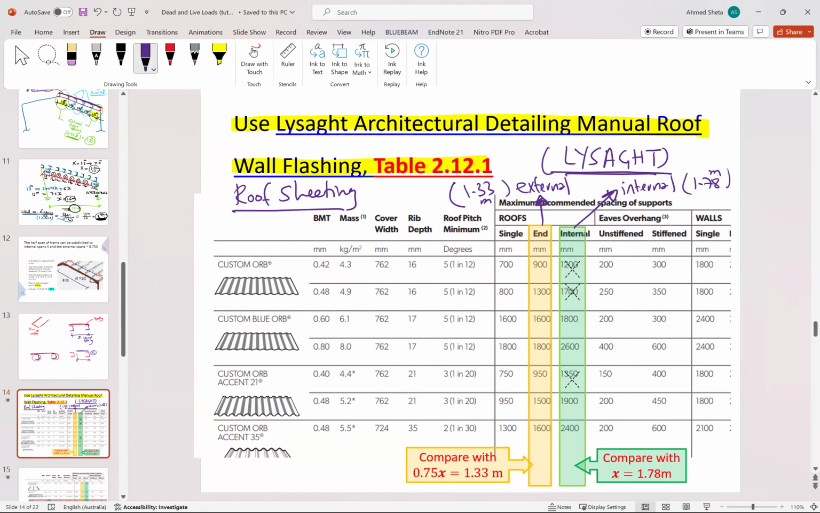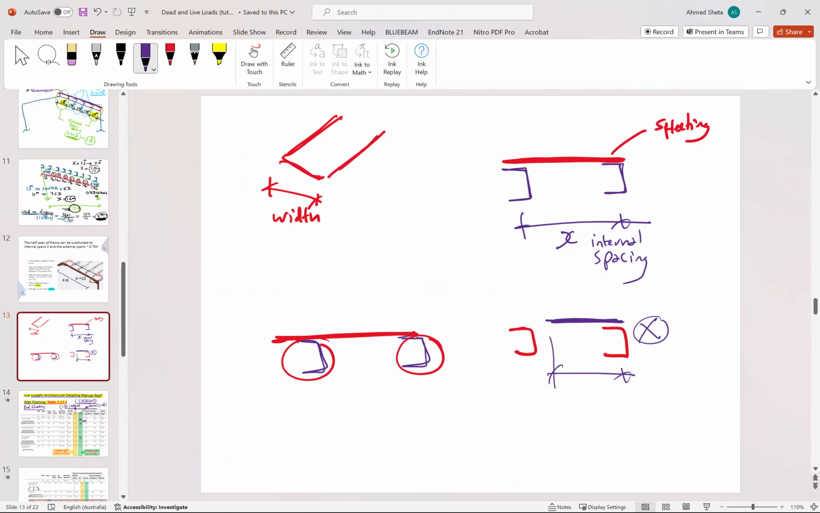If you look here, the first one, custom ORB, the internal space is 1200. How much is our internal spacing? 1780 millimeter. So does this one fit? Can you hear me, guys? Okay, just checking if you are hearing me. So for example, if we return back to our example, this is our Berlin spacing, 1780 millimeter. The maximum internal spacing from the sheeting table is 1200 millimeter. So if you put the sheeting like that, it will not reach the other Berlin.